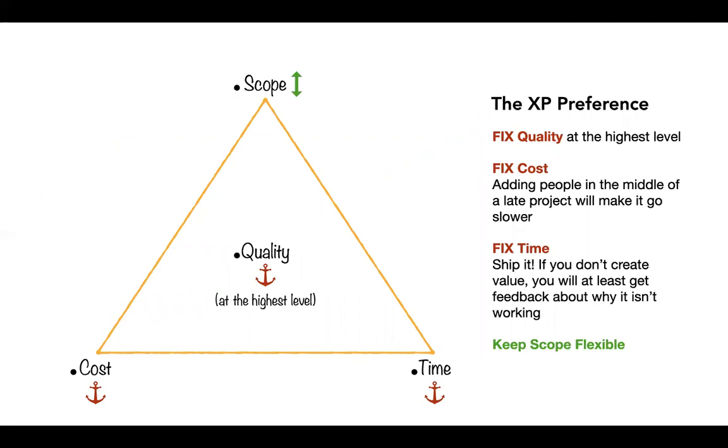And just to revise, the XP preference is fixed quality at the highest level, fixed cost, because adding more people in the middle of a project doesn't make sense, fixed time, and ship whatever you have so that you at least get feedback if you don't end up creating value for your customers, and keep the scope flexible. So that's the idea behind adaptive planning.